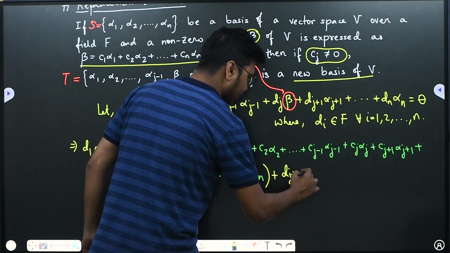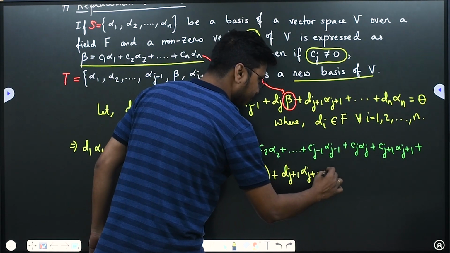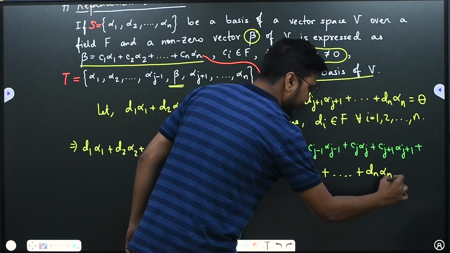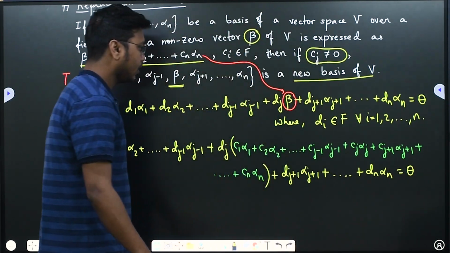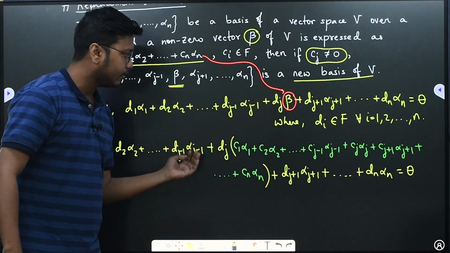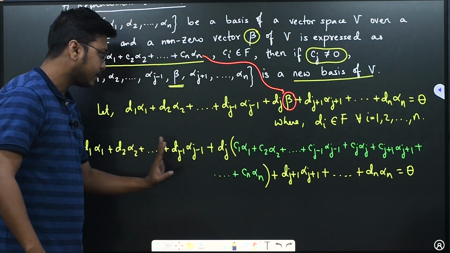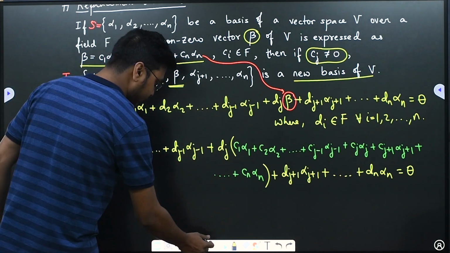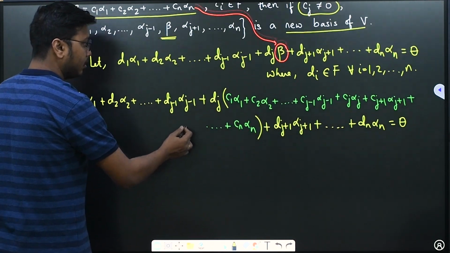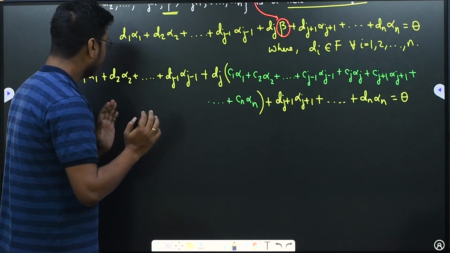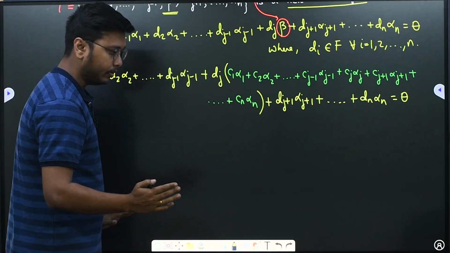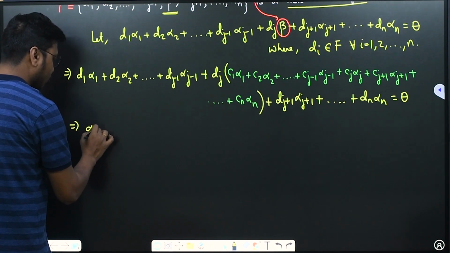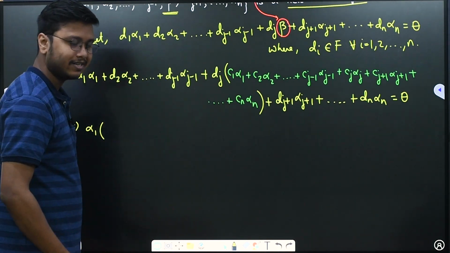dj plus 1 alpha j plus 1 plus dot dot dn alpha n equals theta. Okay, so in place of the beta, I have substituted its given value. Rest of the elements are remaining as it is. Now I want to club all the elements together, taking the alphas common. So now I want to take alpha 1 common and see whatever constants I'm getting.